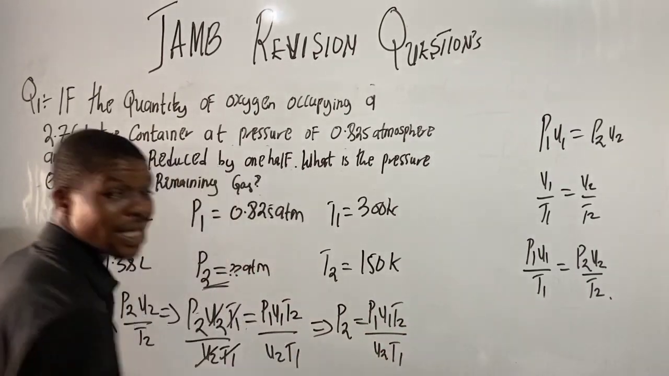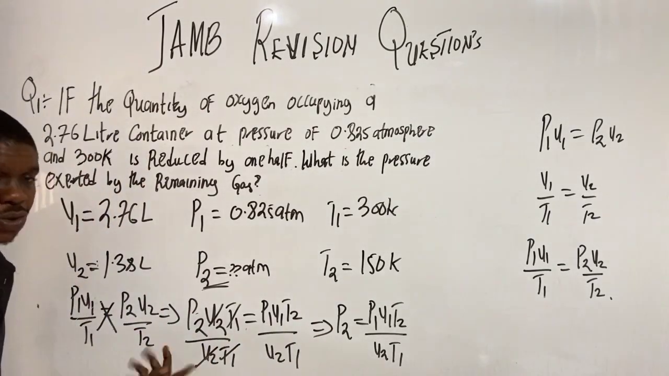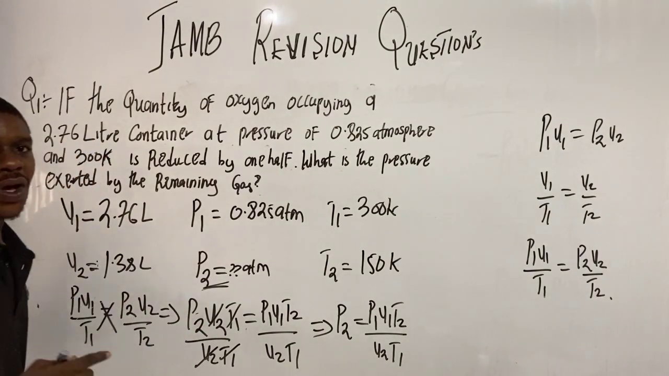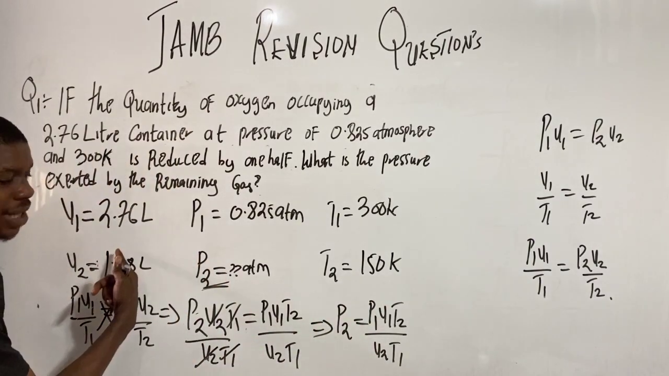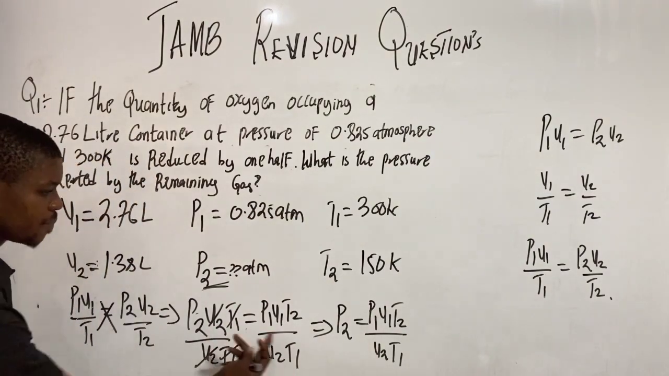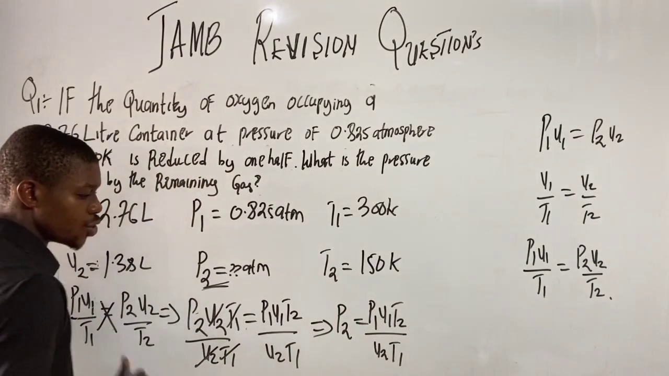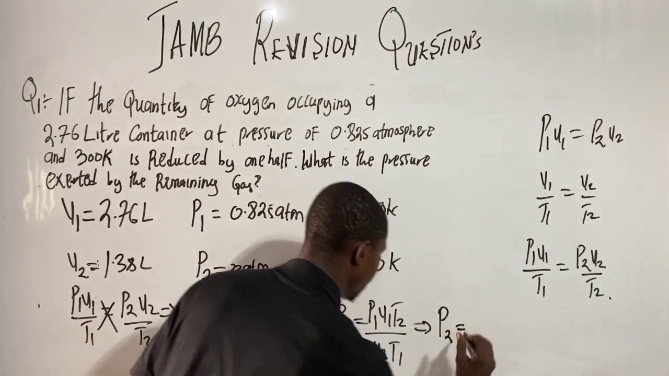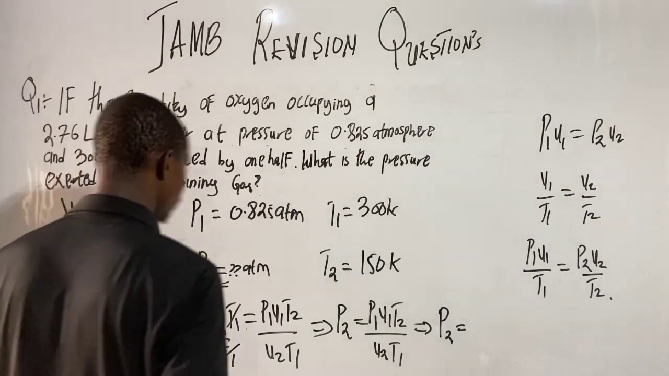Now you want to be careful here when you are making P2 the subject of the formula. The main reason I don't substitute my values at once is that I want to make P2 the subject of the formula first. After getting that, then I can input my values. Hope you understand. So it means that P2 is equal to my P1, which is 0.825.